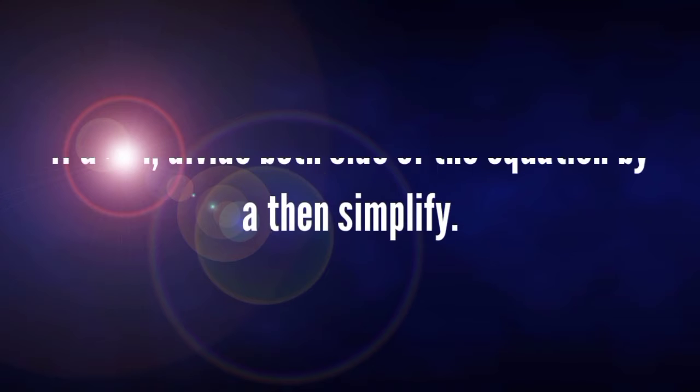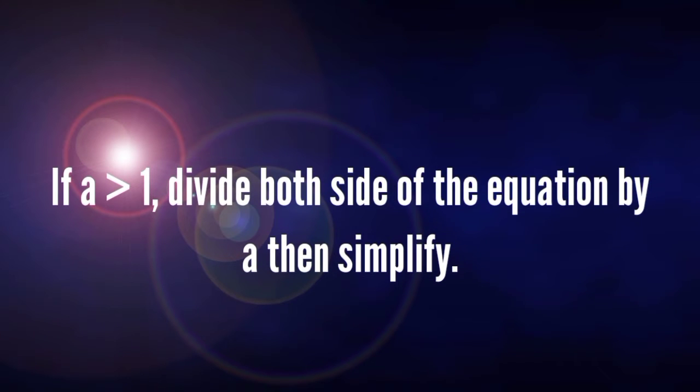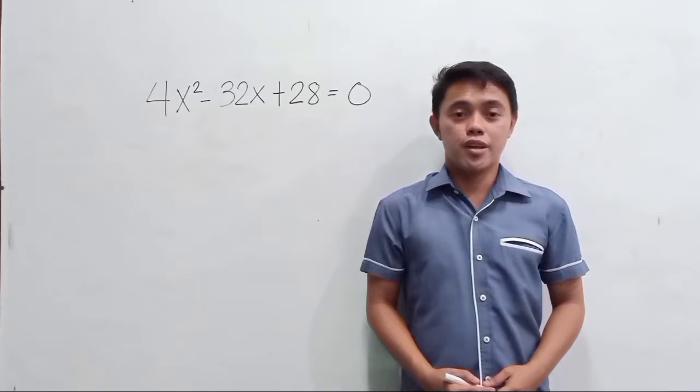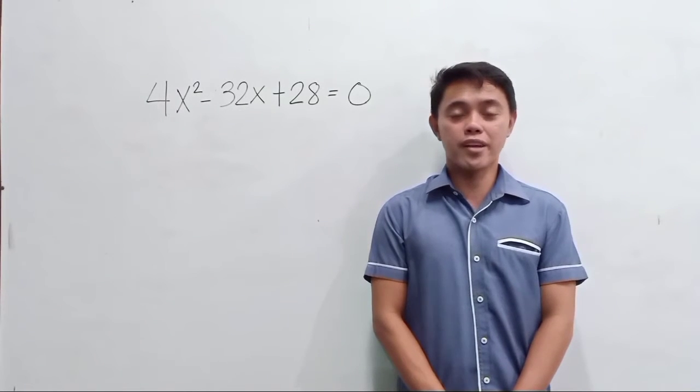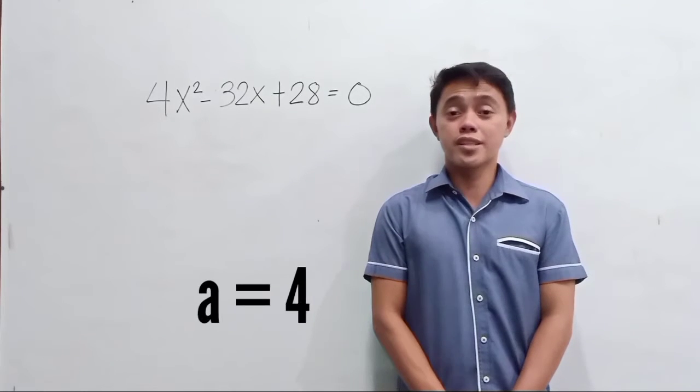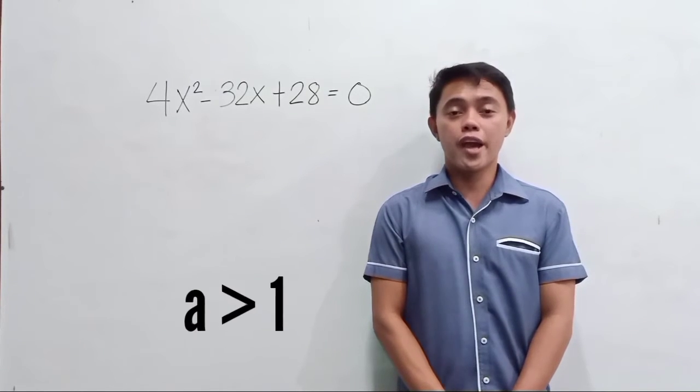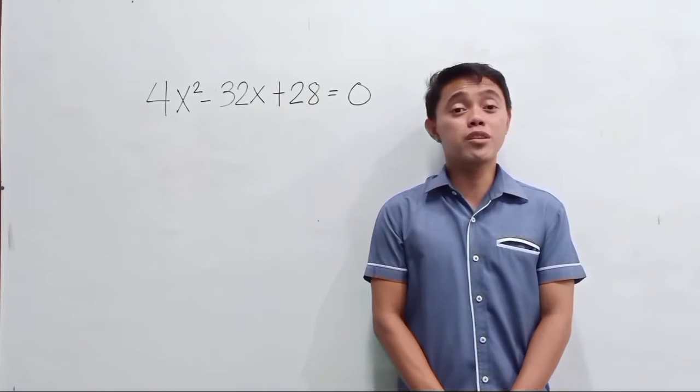Step 1. If a is greater than 1, divide both sides of the equation by a, then simplify. In the example, the given is 4x squared minus 32x plus 28 is equal to 0. Since a is equal to 4 and is greater than 1, we need to divide each term of the equation by 4.